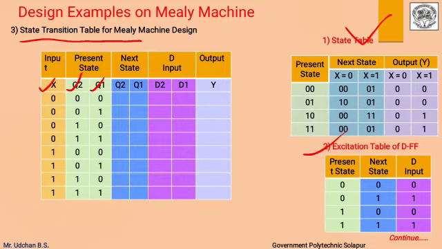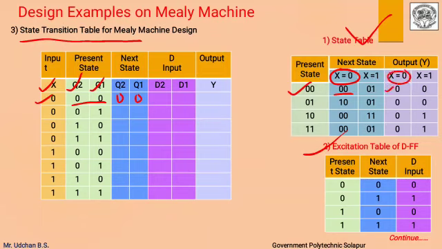Now we will go one by one. When input X is 0 and present state is 0 0, we will observe this state table to write the next state of Q2 and Q1. For input X is 0, present state 0 0, the next state is 0 0. So I will write 0 and 0 over here for Q2 Q1. After that, when X is 0, the output is 0.